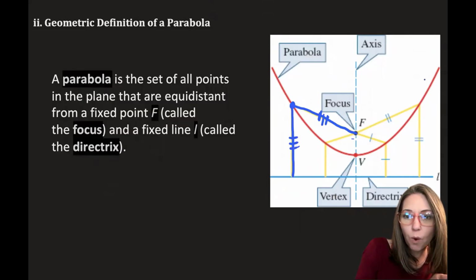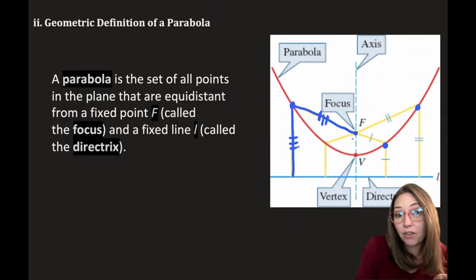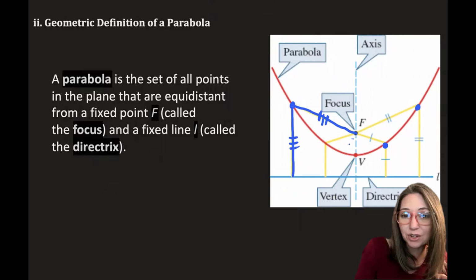And it doesn't matter what point you pick on the parabola. Here's another one, marked with the double lines. That distance is equal to that distance. Or if you're right here, this distance equals that distance. The distance from the focus to this point equals the distance to the invisible line, which we call the directrix. Those distances are equal.